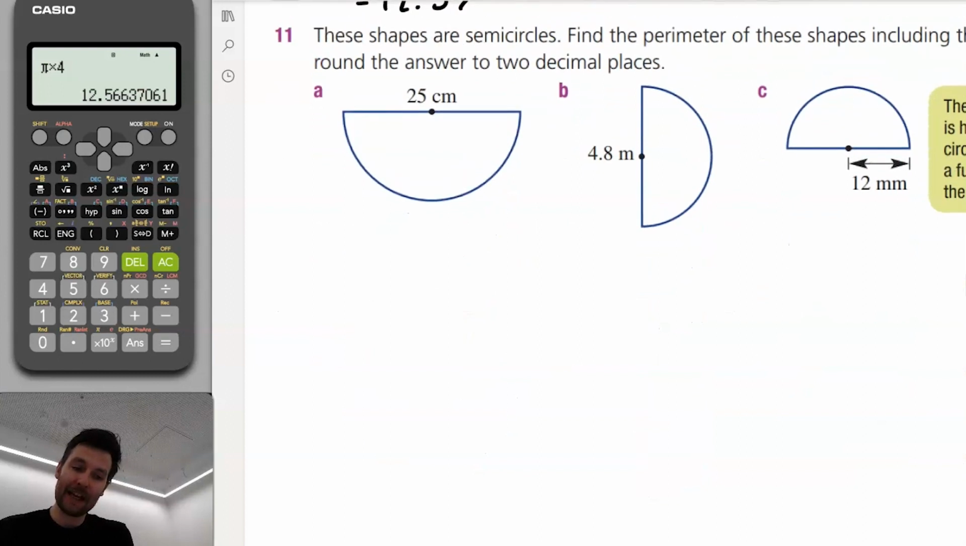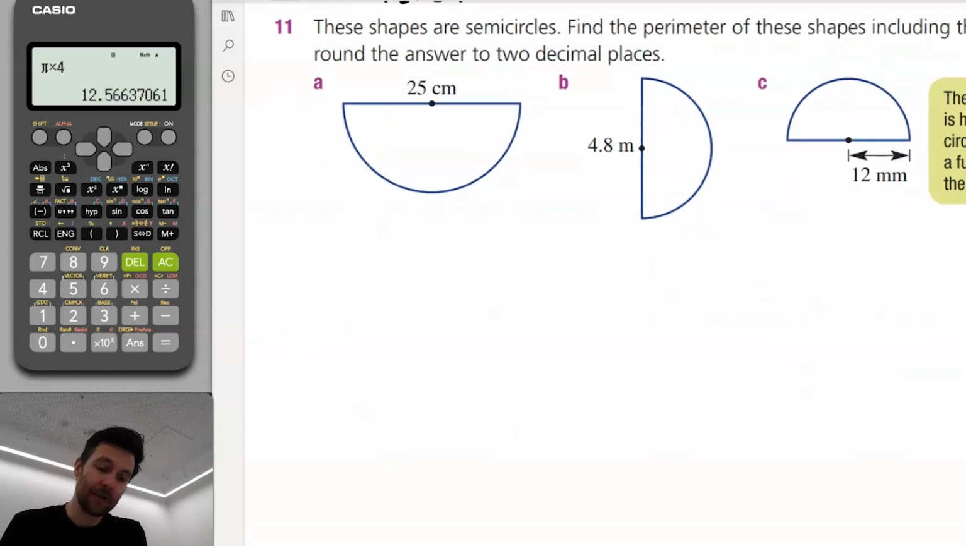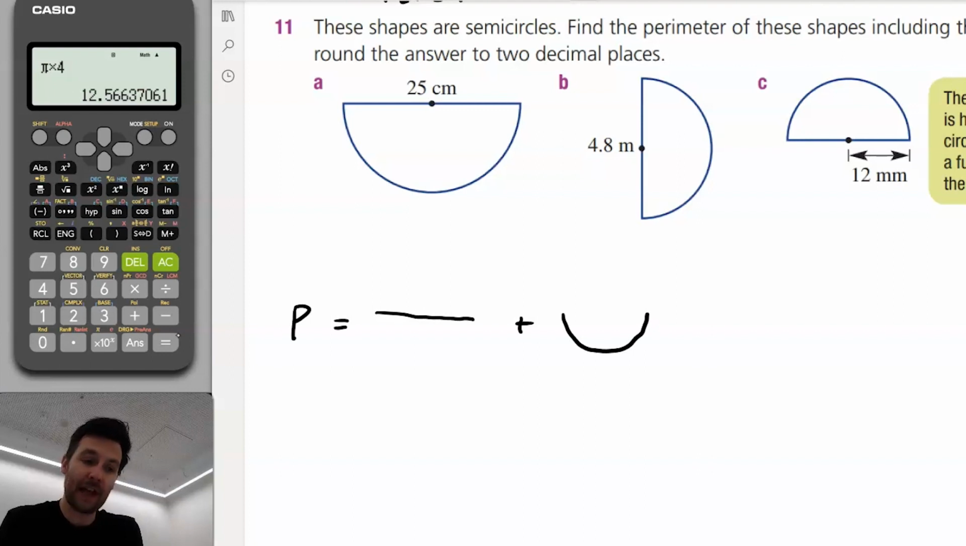Okay, and then for these semicircles, what you could do is give yourself a little diagram like we did for some of the previous questions. So the perimeter of this shape is going to be the straight line at the top plus the curved length just there. So if you imagine starting here, let's say, if we walked around the edge of the shape, if we did something like this, that would send us all the way around. So we've got to add all of those lengths together.